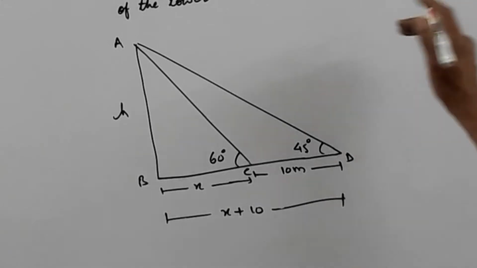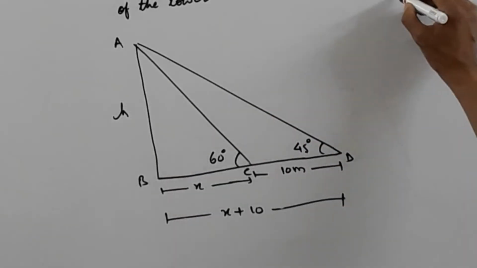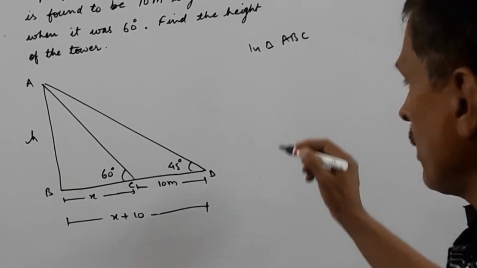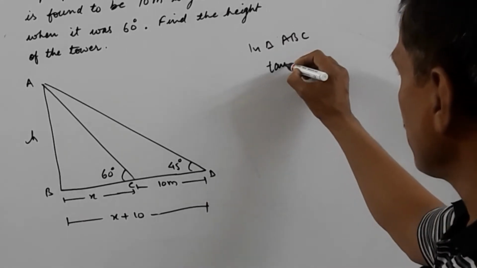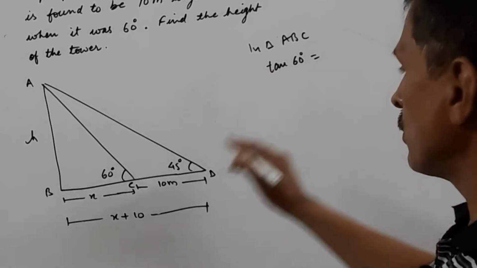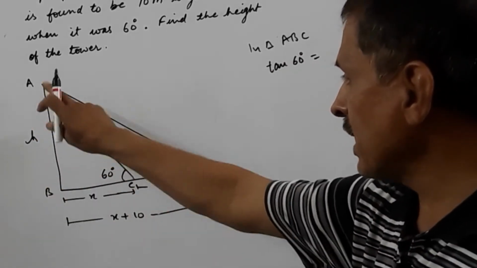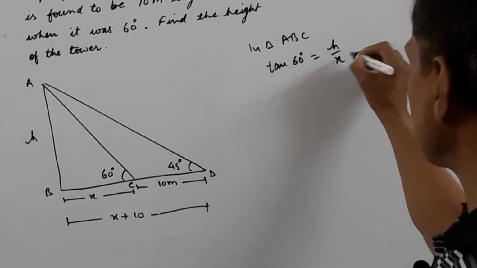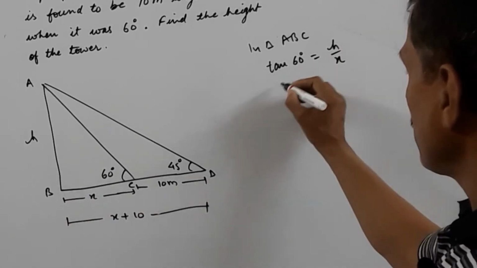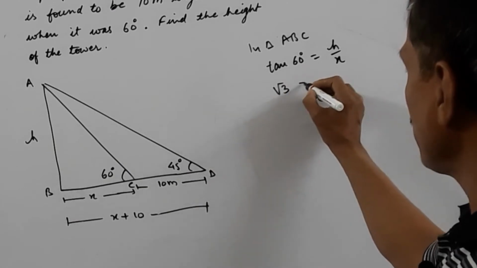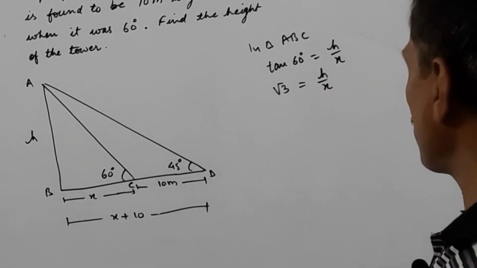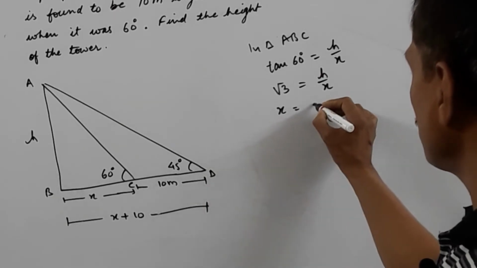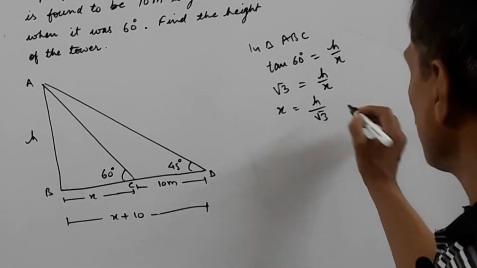Now we consider the two triangles. First, ABC. We have tan 60 degree is equal to perpendicular h upon base x, h upon x. This is root 3 is equal to h upon x, or x is equal to h upon root 3.